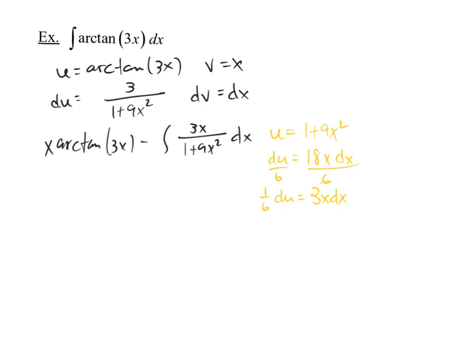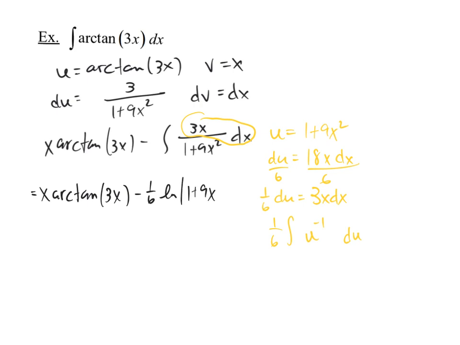Okay, so now I'm sort of able to continue this side work over here in my yellow. I'm going to replace that integral up there with 1/6 the integral of du, and so that's going to replace my 3x dx part, and then what's left is u to the minus 1, and so this is going to fit the logarithm rule. Okay, so I'm ready to go back to black now and continue writing the answer here, which is x arctangent of 3x minus 1 over 6, the natural log of the absolute value of 1 plus 9x squared, and then plus c.